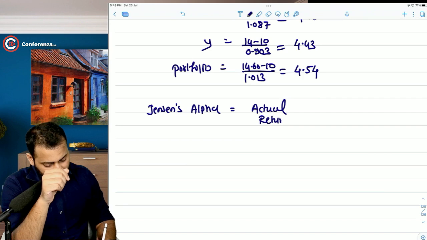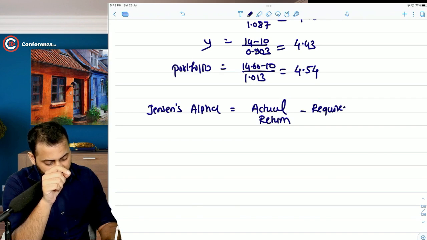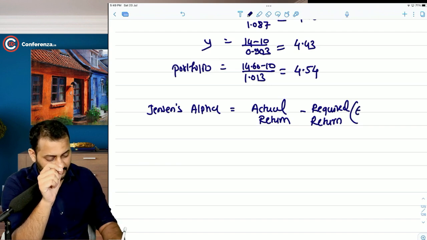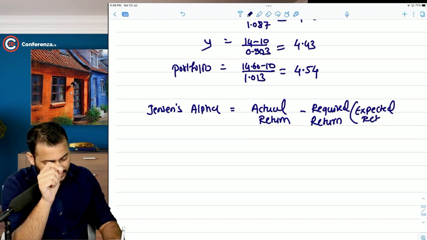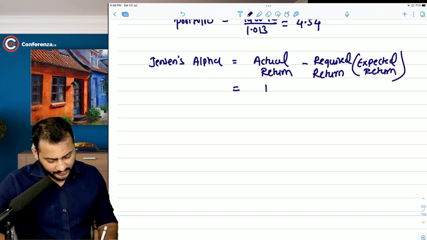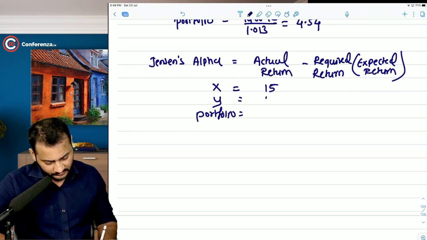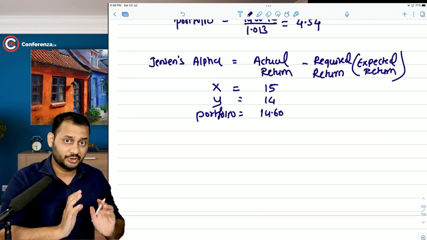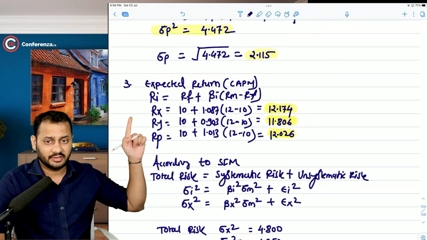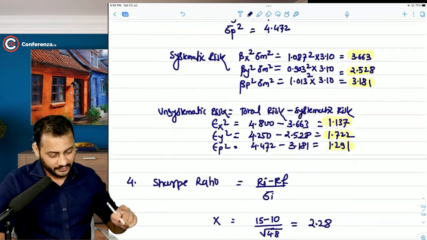Actual return minus, in this part, when we say required return, we are properly going to write it as expected return. Why? Because the CAPM return was calculated as an expected return in this question, in the second part. So let's take the actual return, 15 for X, 14 for Y, and 14.60 for portfolio. These are the actual returns. What are the required returns? These are the required returns: 12.174, 11.806, and 12.026.